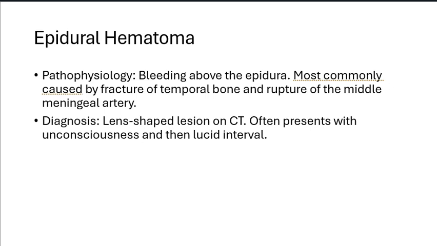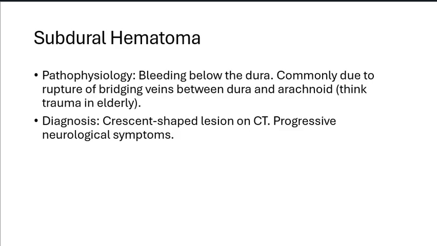For epidural hematoma, I think he summarized fairly well on here. The rupture of the middle meningeal artery, I see that on the question bank a lot. And the lens shape lesion on the CT. Subdural hematoma, this is bleeding below the dura, and rupture of bridging veins. I think he did a good job summarizing this as well.